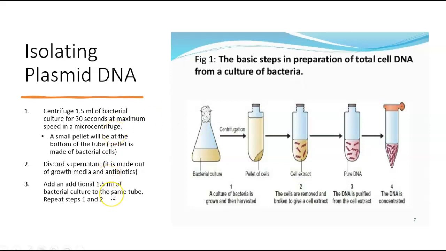And according to your lab manual, you should do this twice. So you should add another 1.5 milliliters of bacterial culture to the same tube and go through the same step of centrifuging and allowing the bacteria to separate from the other components. You will need to get rid of the supernatant here, and you could use a pipette for that.